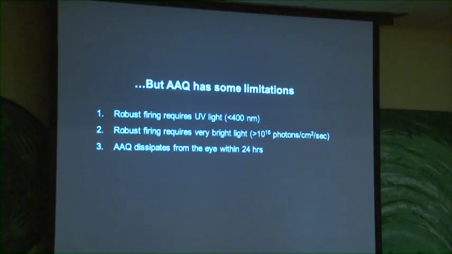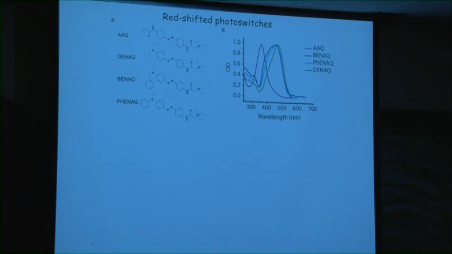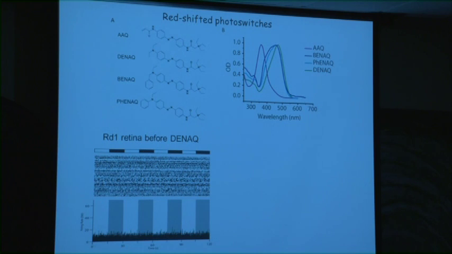So we've been in search of derivatives of AAQ that are more useful. And we now have a whole series of red-shifted molecules, shifted by at least 100 nanometers in their absorbance spectra. The one that's the best is called DNAC, and it responds perfectly well to light in sort of the green part of the spectrum. In fact, you can use white light as well. And here is a recording, again, a multi-electrode array recording of a retina before DNAC application.